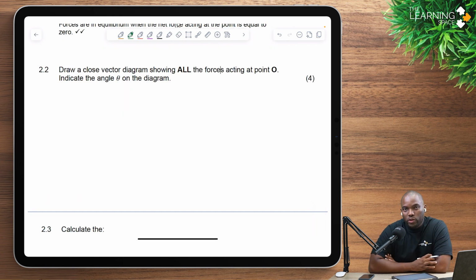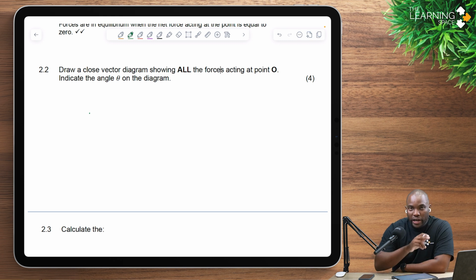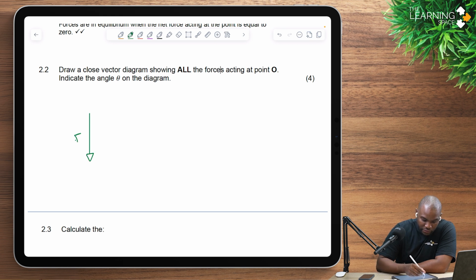Okay, so for question 2.2, what we want to do is take all of our forces and draw them head to tail, and we're going to arrange them into a triangle. And this triangle should then close up essentially. That's why it's a closed vector diagram, because we've got a net resultant of 0. So essentially, let's start with our FG. So we'll have this vertical force coming down like this. This will be our FG.